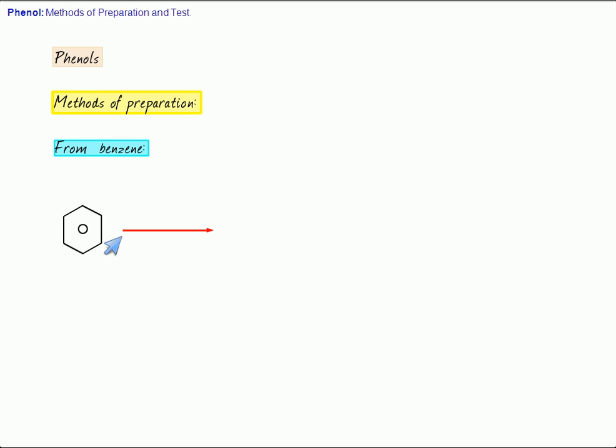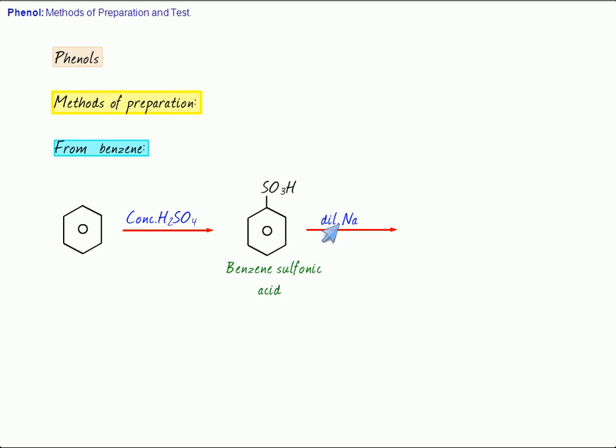If it is without diazonium, then what we do? We add concentrated sulfuric acid to benzene. And as soon as we add concentrated sulfuric acid, it forms SO3H. That is benzene sulfonic acid. As it is an acid, it is reacted with dilute NaOH. An acid-base reaction takes place. It forms SO3Na.